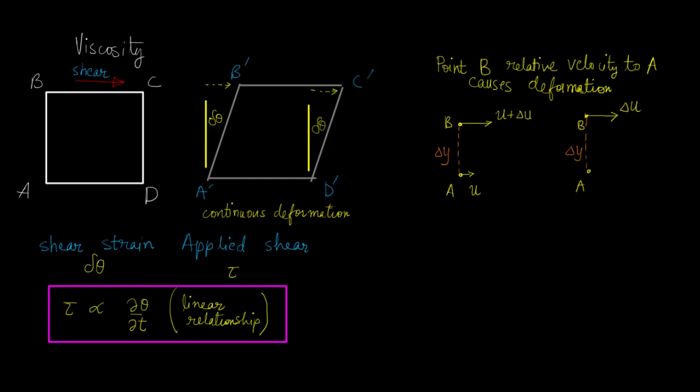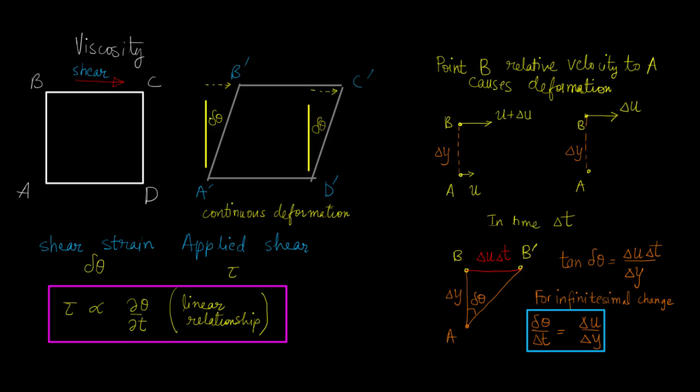But the fact is that point B moves faster than point A. That is to say, if point A has a velocity u and if point B has a velocity u plus delta u, then point B has a relative velocity of delta u with respect to point A. In time delta t, therefore, point B moves to point B prime and the distance is delta u multiplied by delta t. The angle delta theta can be related to the displacement of point B and the distance of point B from point A, such that tan of delta theta is equal to length BB prime divided by length AB, which is delta u multiplied by delta t divided by delta y.